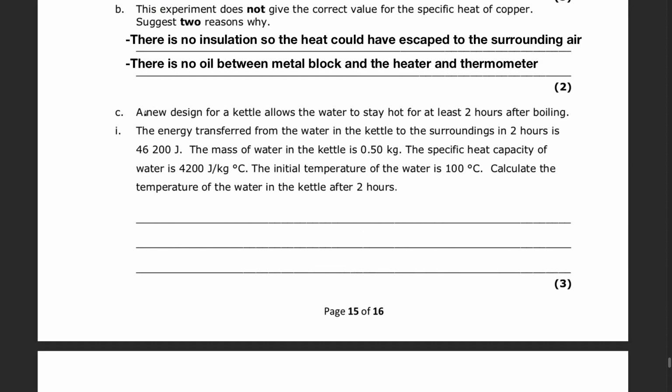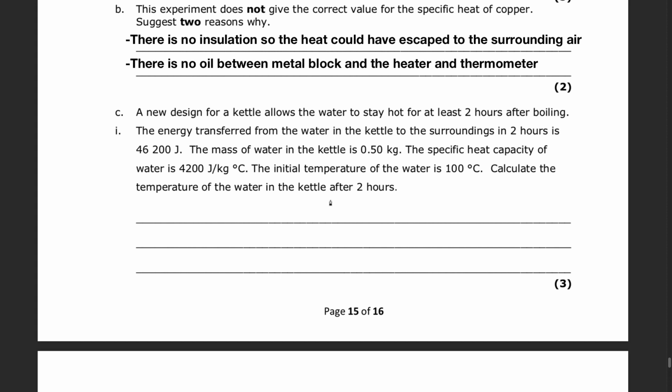Question C. A new design for a kettle allows the water to stay hot for at least 2 hours after boiling. The energy transferred from the water in the kettle to the surroundings in 2 hours is 46,200 joules. The mass of the water in the kettle is 0.5 kilograms. The specific heat capacity of water is 4,200 joules per kilogram degrees Celsius. The initial temperature of the water is 100 degrees Celsius. Calculate the temperature of the water in the kettle after 2 hours.